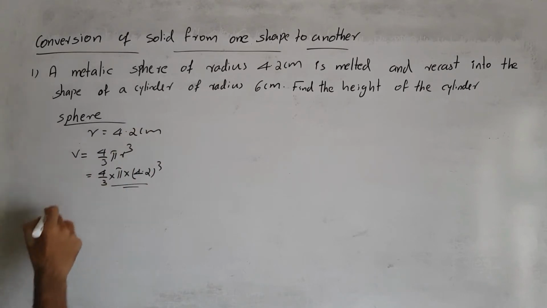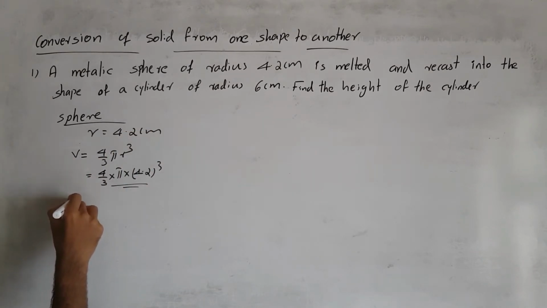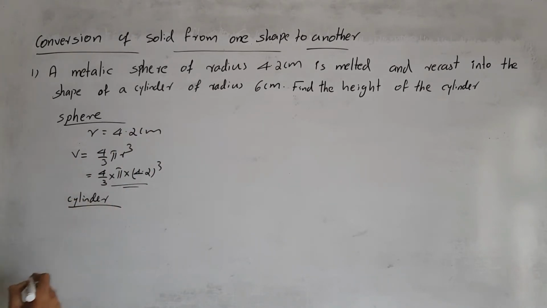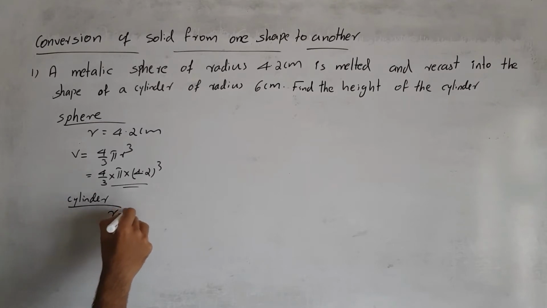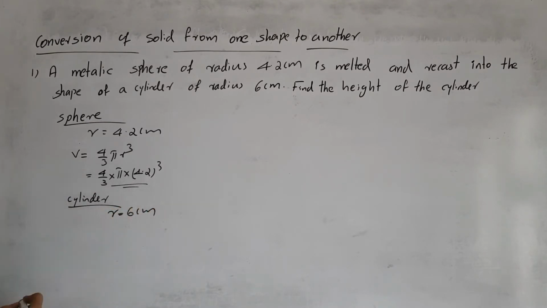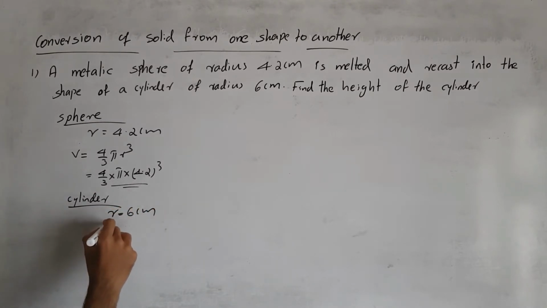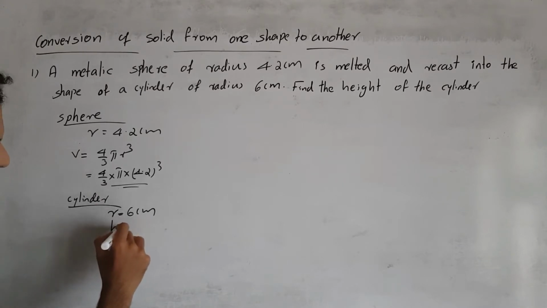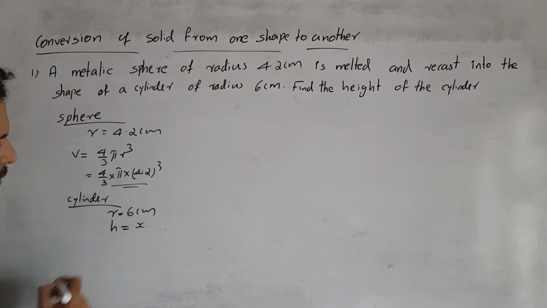What is next? In the case of the cylinder, the radius is given. Radius is equal to 6 centimeter, and height is not given. Then h is equal to, we choose the value as x. We don't know the value of x, so we choose it as x.